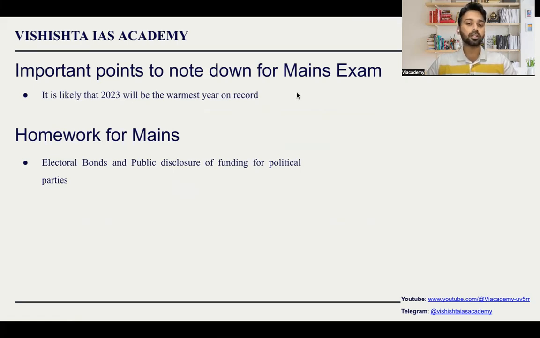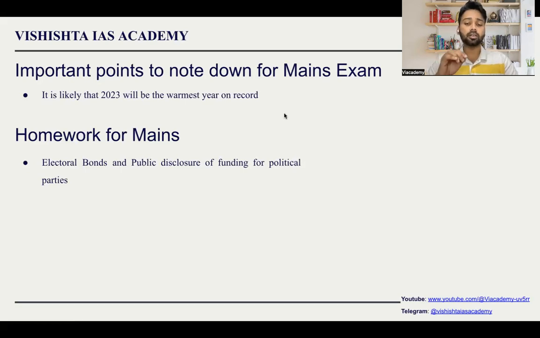One thing you can work out a little bit on your own is the electoral bond scheme. What is the electoral bond scheme? Because elections are coming in several states, and in 2024 the national election will be there. So you need to know about the electoral bond scheme, how it is implemented, and what its provisions are.